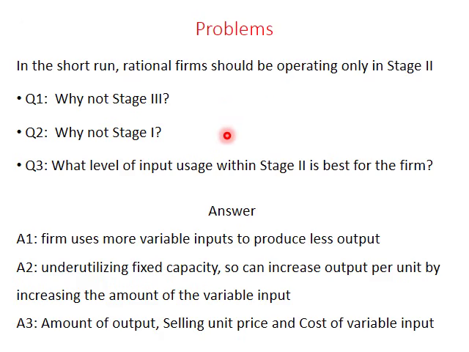So when we add variable input, the total product increases. And at stage 2, the total product reaches its maximum point where the marginal product reaches 0. So around that point, we can produce the maximum amount of the product. So that is the point where the rational firms should operate.